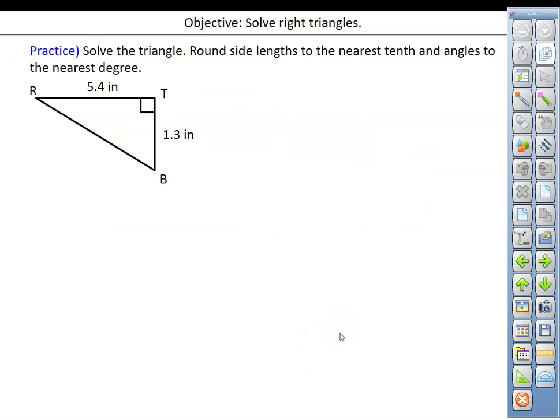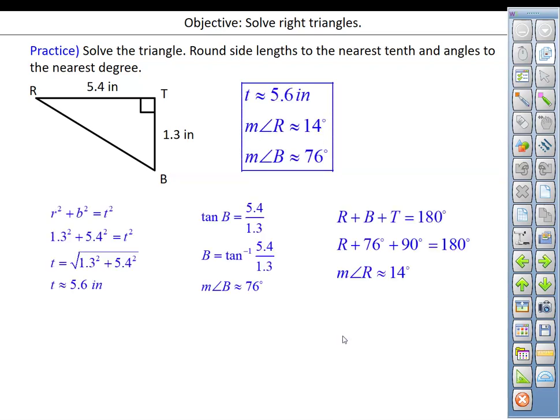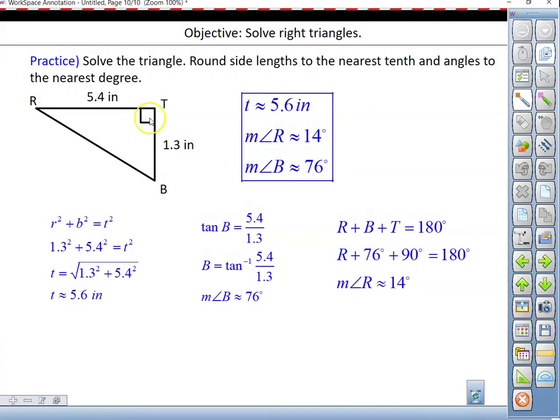And another one. We have a lot of practice in this one. So for this one, we're looking at finding side T first, using our Pythagorean theorem, which is the hypotenuse. So here's our math here. That's about 5.6 inches. And then here the tangent ratio has been used for angle B, where 5.4 is the side opposite to angle B, and 1.3 is the side adjacent to angle B.